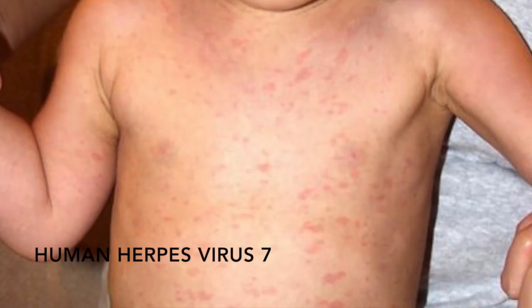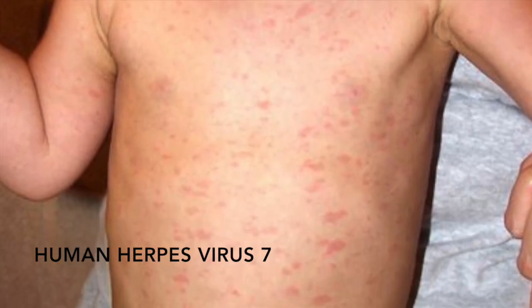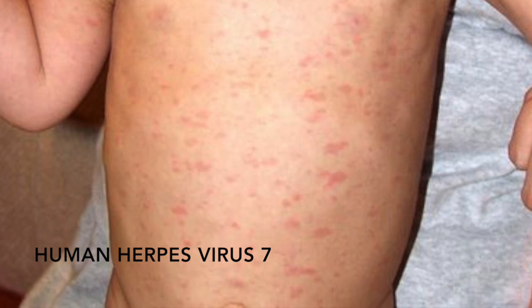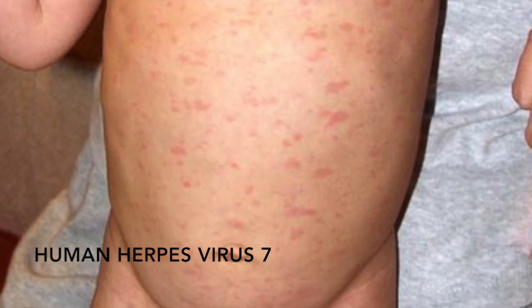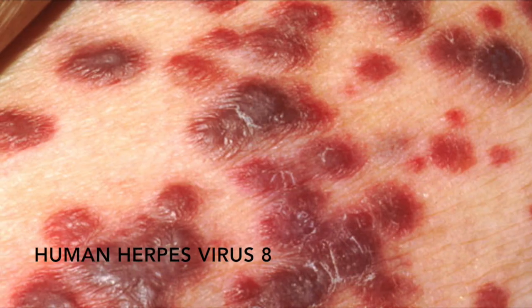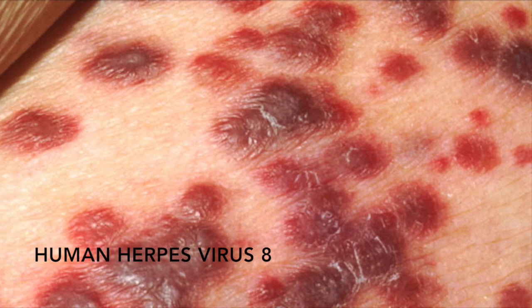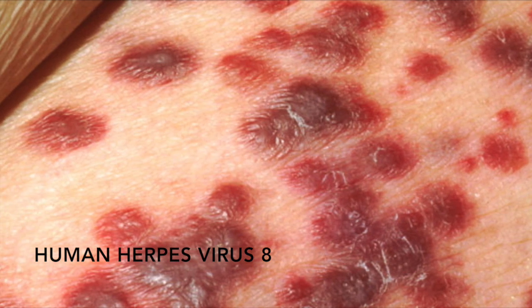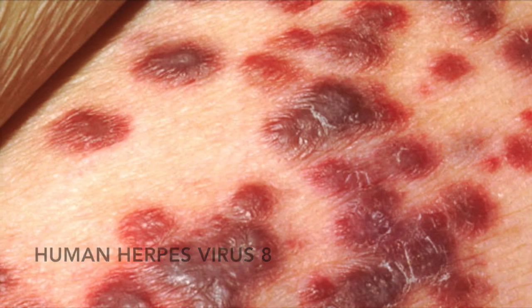Human herpes virus 7, HHV7, is even more recently observed and is closely related to HHV6. HHV7 can also cause roseola. Human herpes virus 8, HHV8, was recently discovered in the tumors called Kaposi sarcoma. These tumors are found in people with AIDS.